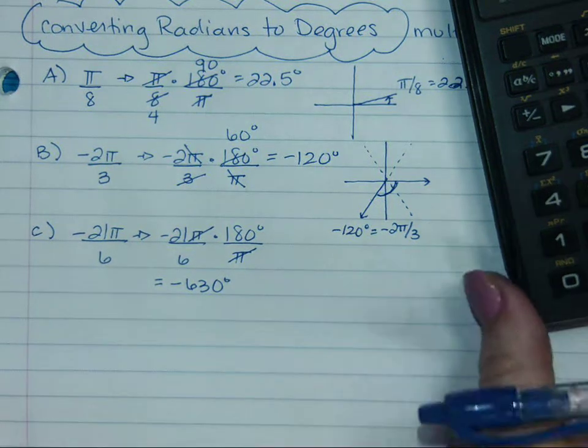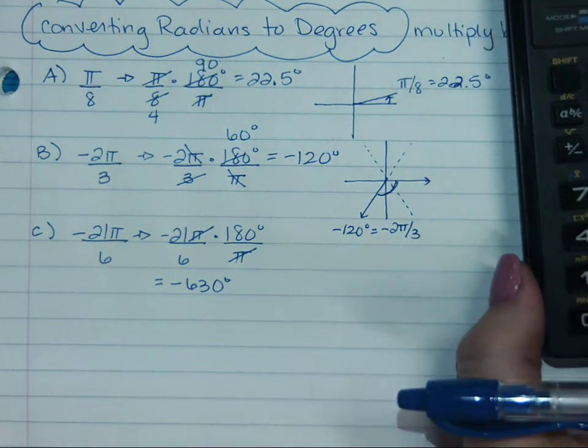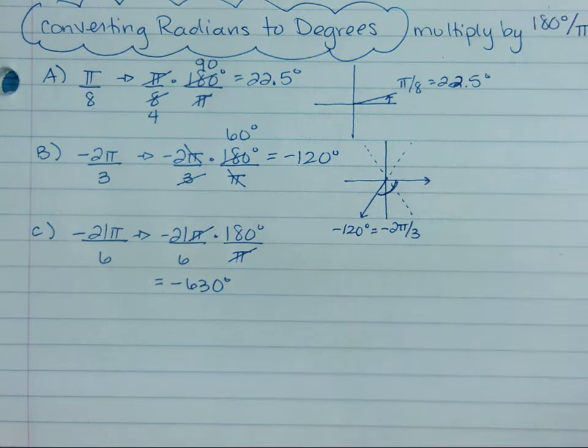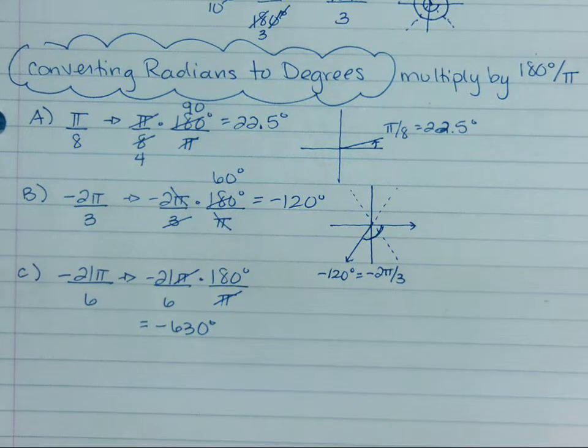All right, so again, this is how you're going to convert to radians and degrees, and to radians, by multiplying by either 180 over pi or pi over 180.